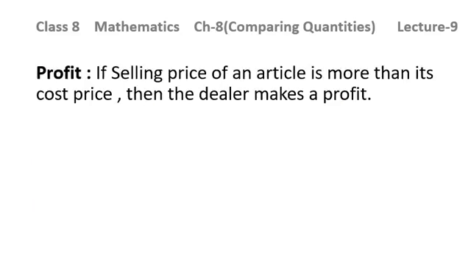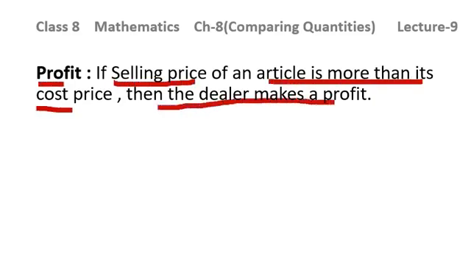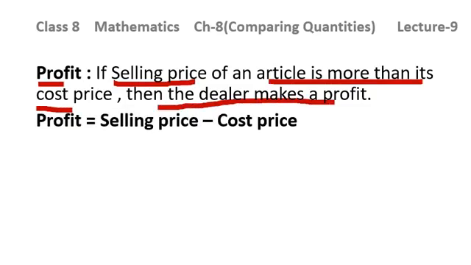Now coming to the profit part. In this example, you are selling an article for rupees 1000 and you have purchased it for rupees 900. Here SP, that is selling price, which is rupees 1000, is greater than the cost price 900. So you will have a profit of rupees 100. This is the concept of profit. What do you mean by profit? If the selling price of an article is more than its cost price, then the dealer makes a profit. And profit is given by this formula: selling price minus cost price.